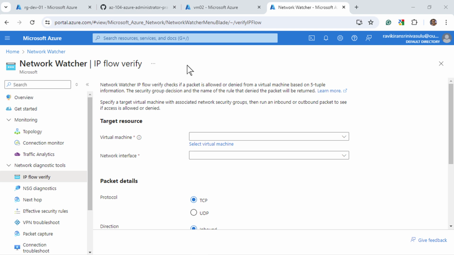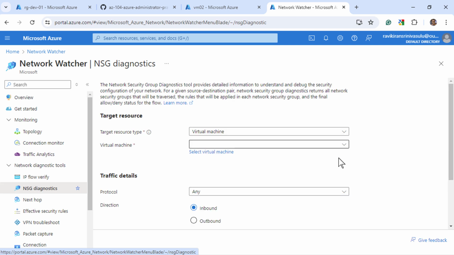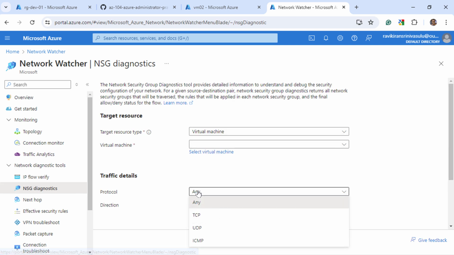In this video, I'm going to talk about the differences between IP Flow Verify and NSG Diagnostics in Azure Network Watcher. As I can see, there are three main differences that you need to know. IP Flow Verify supports only TCP and UDP protocols, whereas NSG Diagnostics supports the ICMP protocol as well. So that's the first main difference.